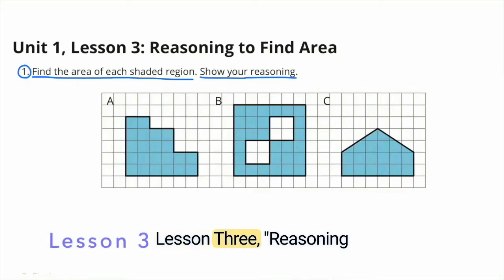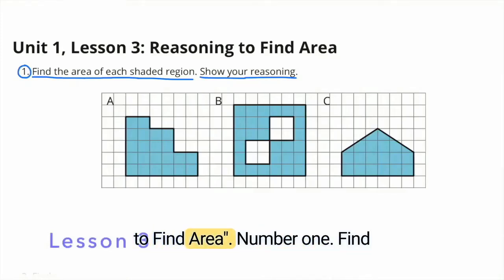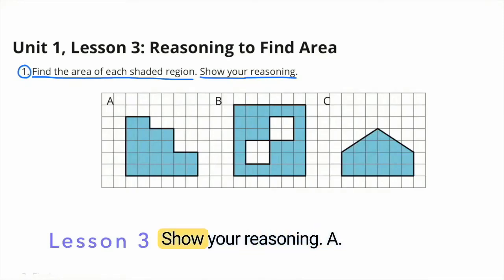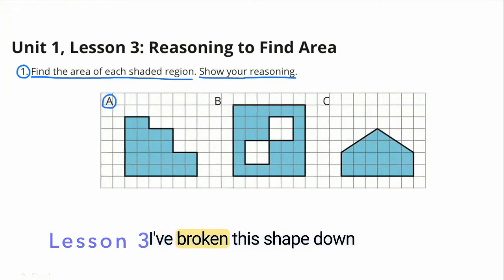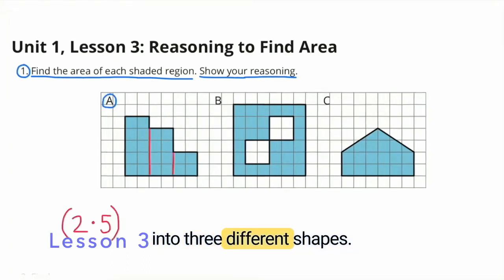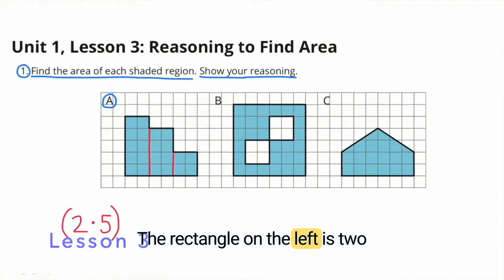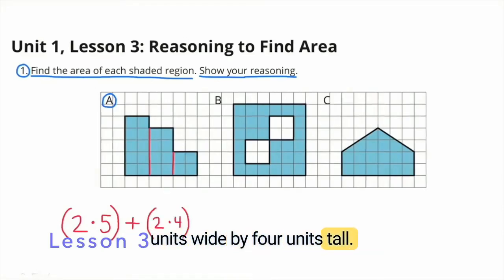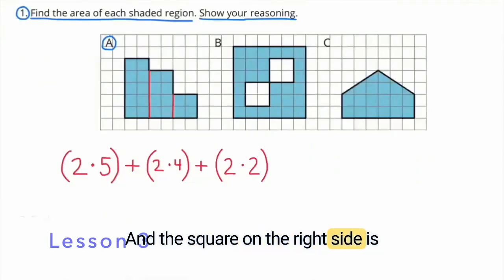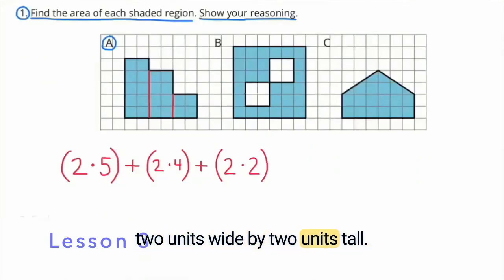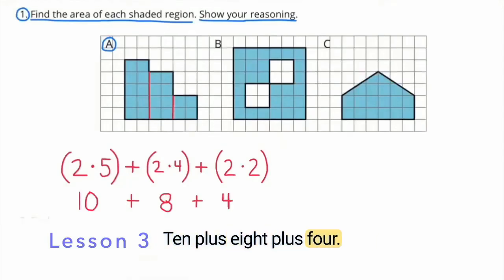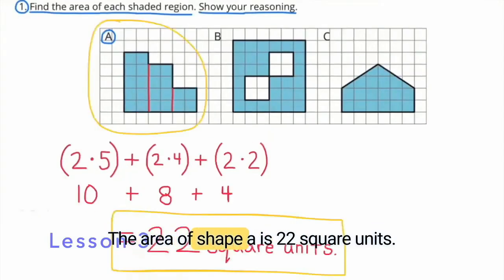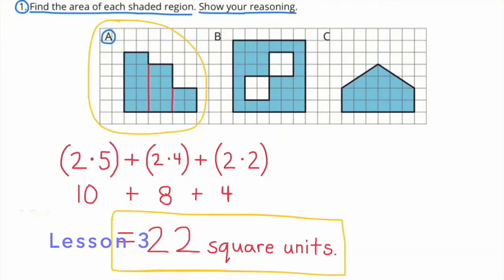Unit 1, Lesson 3, Reasoning to Find Area. Number 1. Find the area of each shaded region. Show your reasoning. A. I've broken this shape down into 3 different shapes. The rectangle on the left is 2 units wide by 5 units tall. The rectangle in the middle is 2 units wide by 4 units tall. And the square on the right side is 2 units wide by 2 units tall. 10 plus 8 plus 4. The area of shape A is 22 square units.